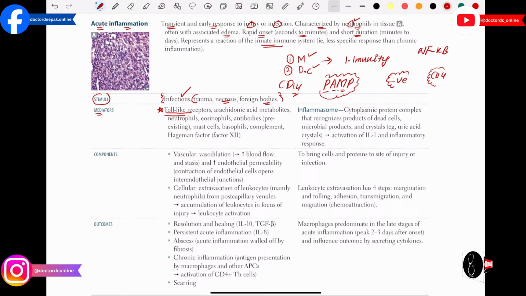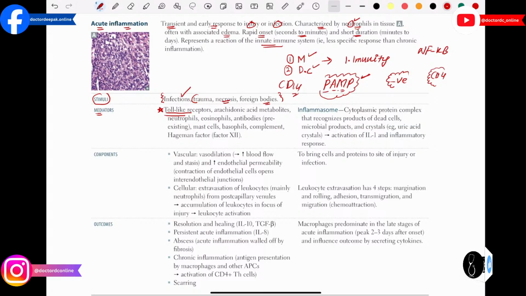So when the macrophage recognizes these pathogen associated molecular patterns, the toll-like receptor becomes activated, and when the toll-like receptor is activated, there is production of nuclear factor kappa B. It is a nuclear transcription factor that will activate the immune response, and after your immune response is activated, there is production of multiple immune mediators. So please keep this in mind.